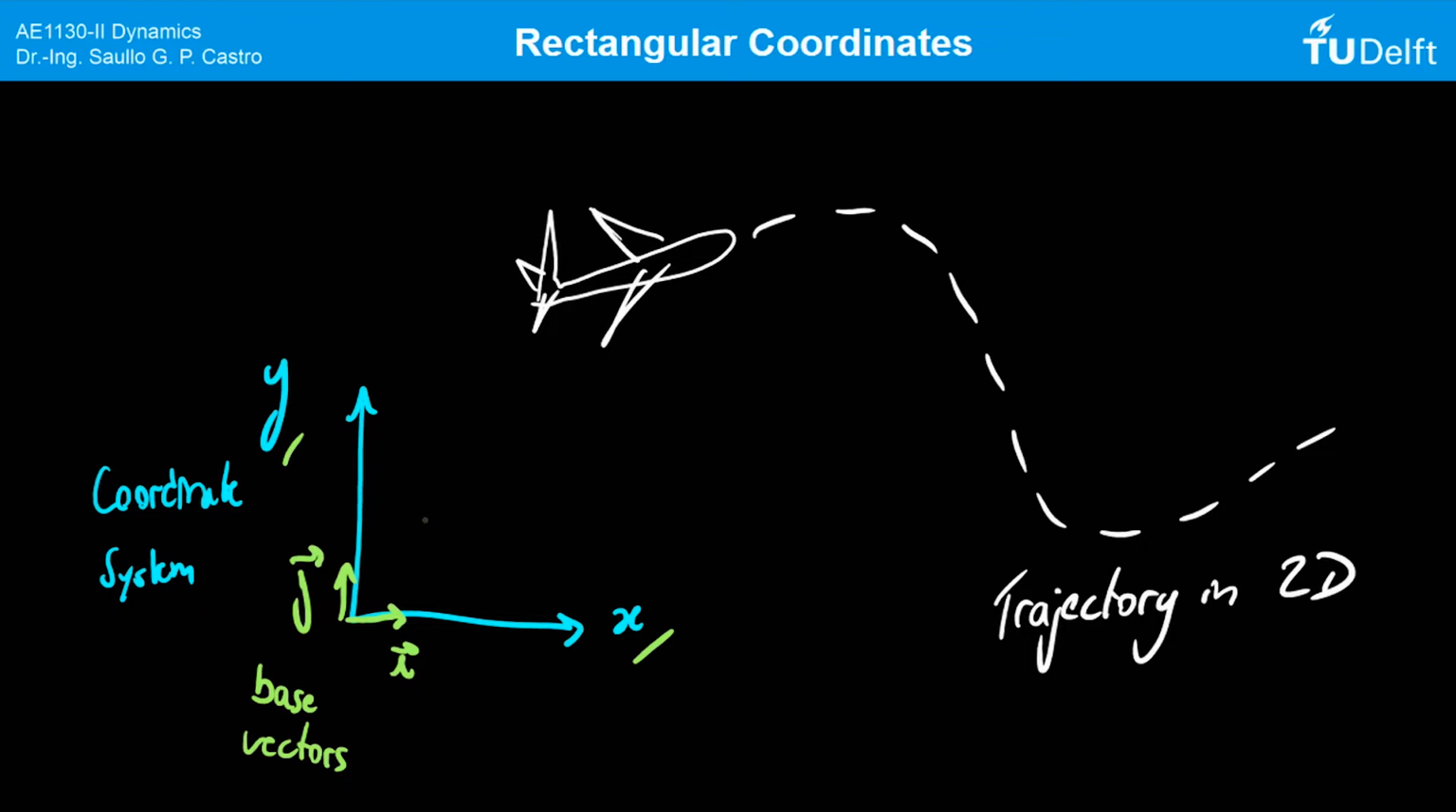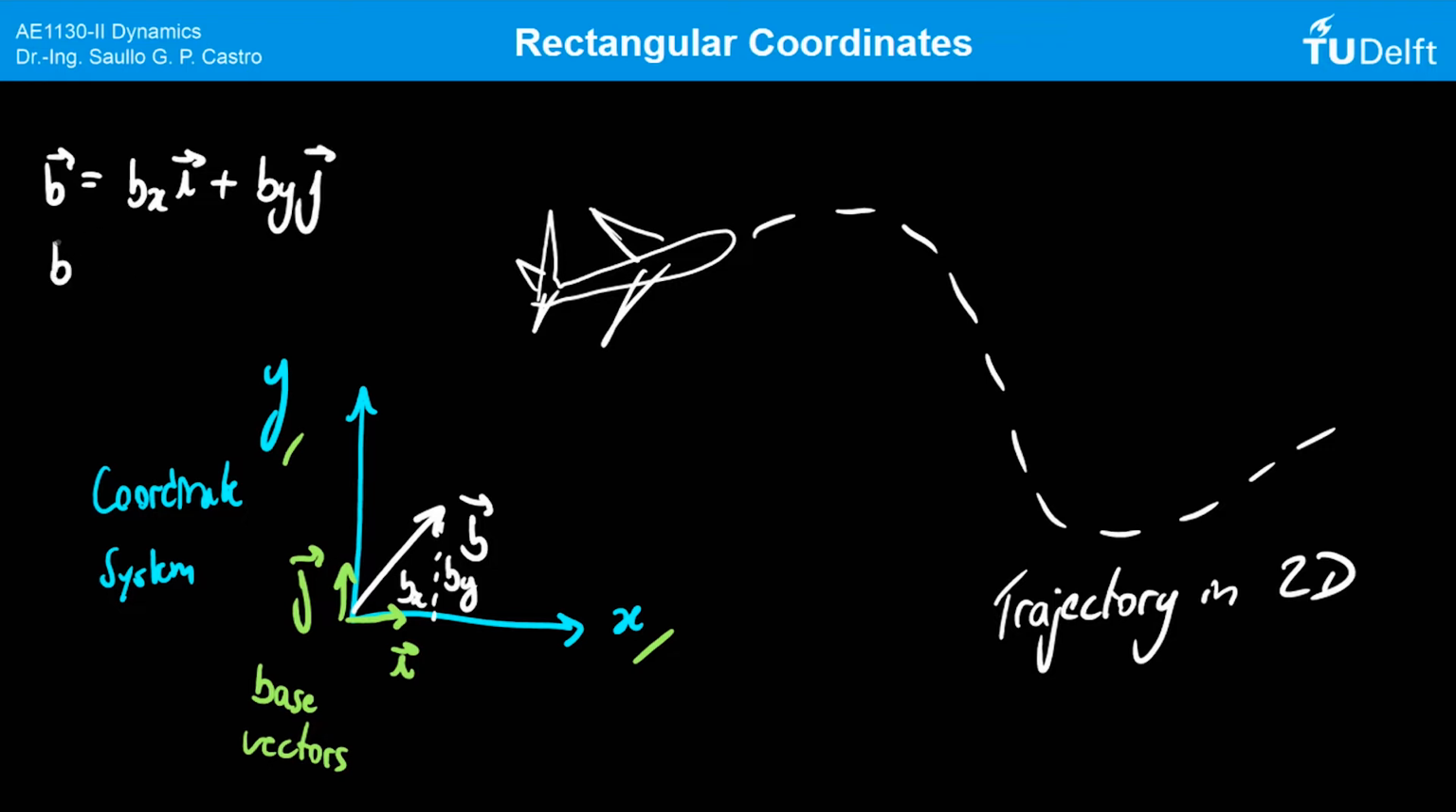So for example, I can just have a vector b here. Let's put it in white. A b vector here, such that b equals a quantity in x multiplying the unit vector i plus a quantity in y multiplying the base vector j. The magnitude of this vector can be easily calculated using the Pythagoras theorem.